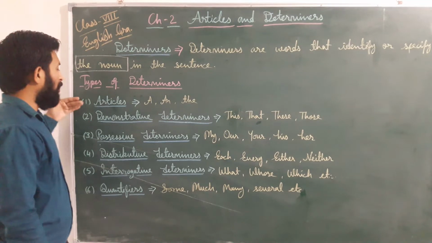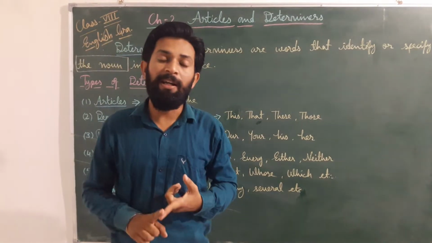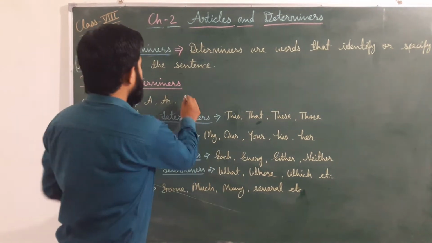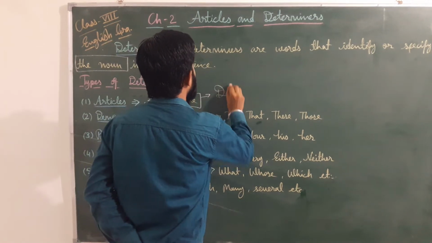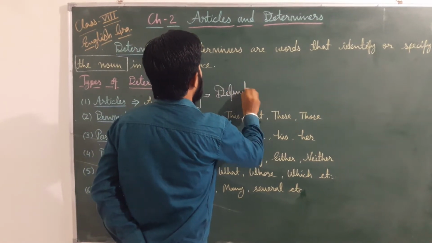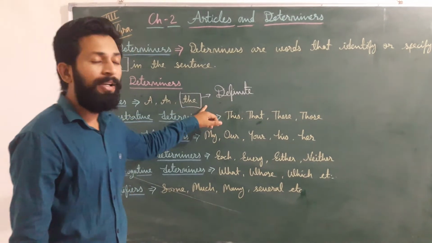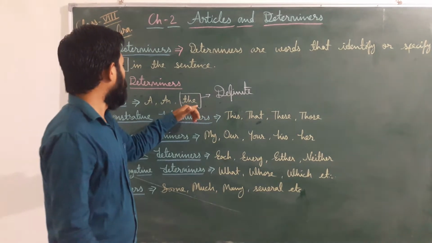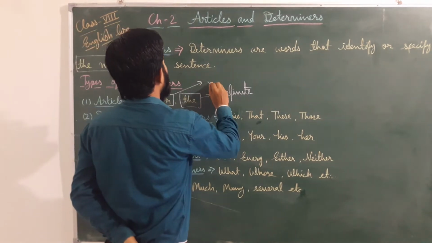Dear students, if we talk about articles, there are two types of article. You already know that: definite article and indefinite article. Definite article means the is known as the definite article. Why do we say definite? Because in this case we are sure that the will come, because in many special conditions we have to use the. But a and an are known as indefinite articles.